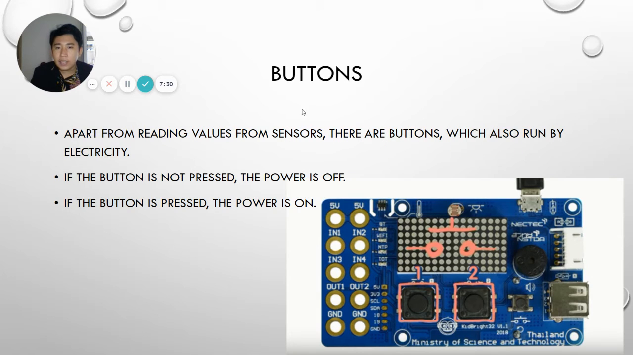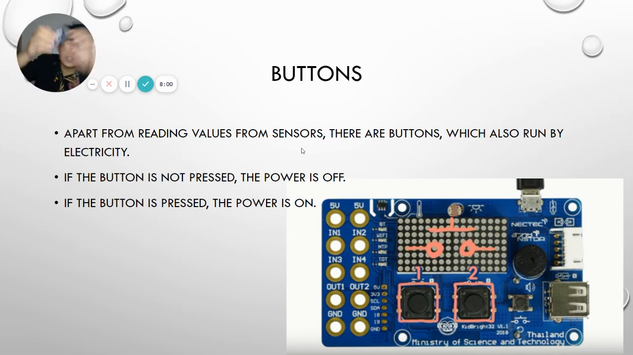And then for the buttons, we have 2 buttons here. So let's see this one. Okay, we have button 1 and button 2. Apart from reading values from sensors, there are also buttons which also run by electricity. Okay, these are run by electricity. So if the button is not pressed, it's off. But if the button is pressed, the power is on.